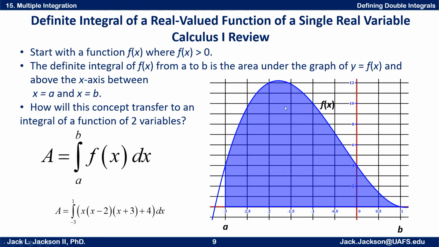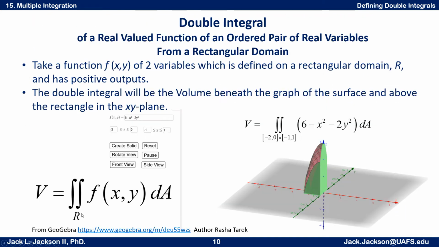Well, first of all, what does the graph look like? Instead of the graph being a curve, we know that graph is now a surface. Instead of the x-axis, we're going to have down here the xy plane. Instead of an interval here, we're going to have a rectangle. And instead of an area, we're going to have a volume. And that's exactly what we have here.